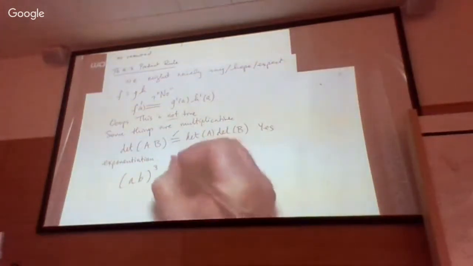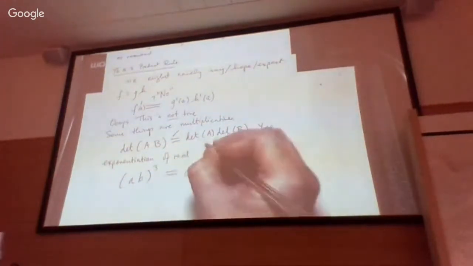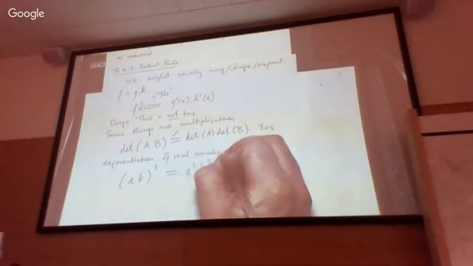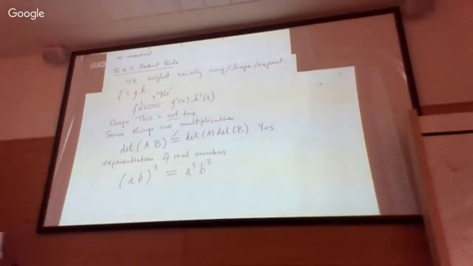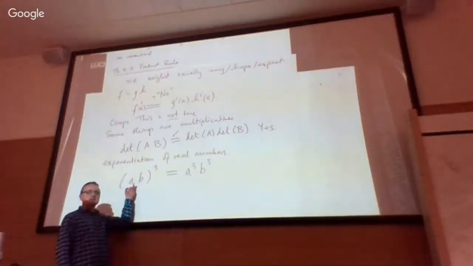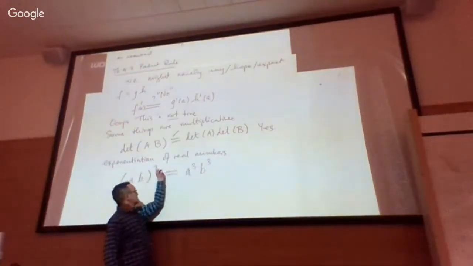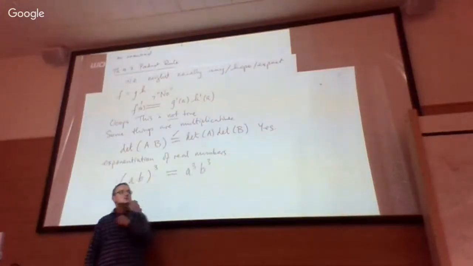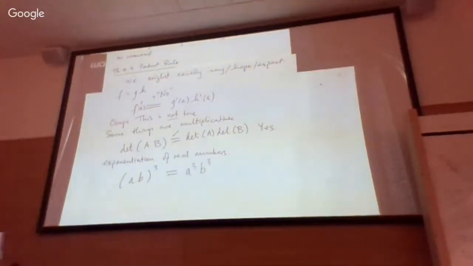So exponentiation of, let's say, real numbers at least, it is possible to raise other things to powers, another mathematical context. But for dealing with numerical quantities, then cubing a product is the product of the cubes. Of course, it's not linear.